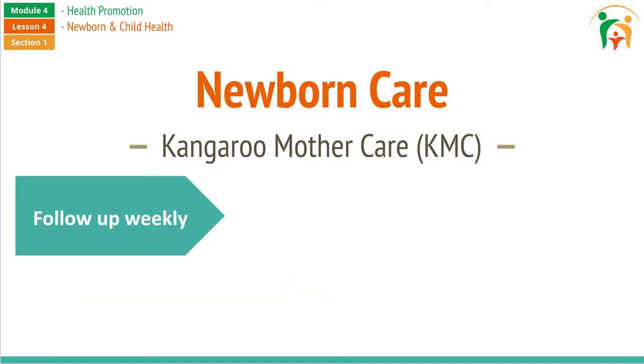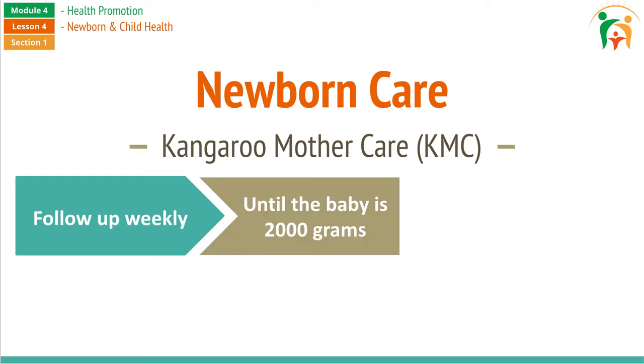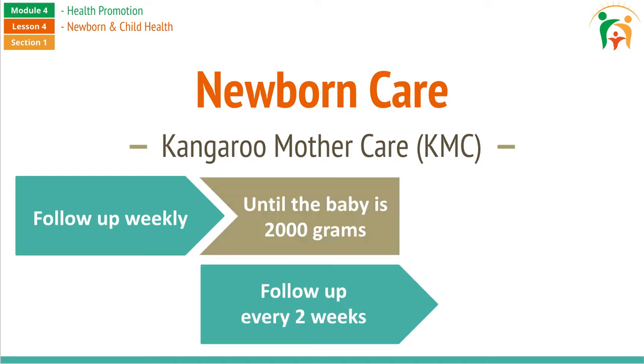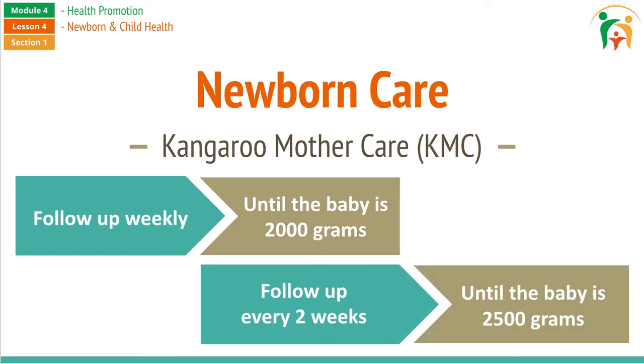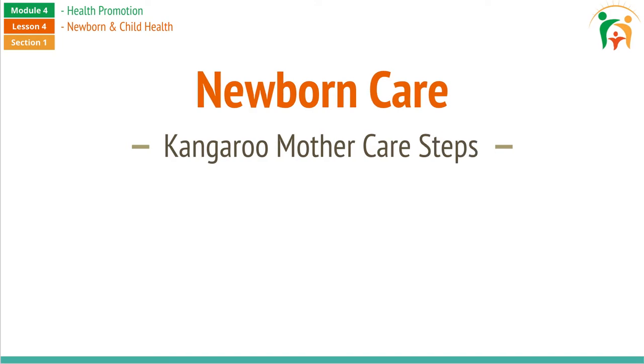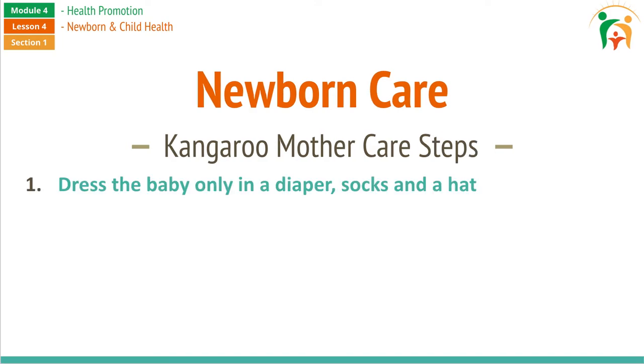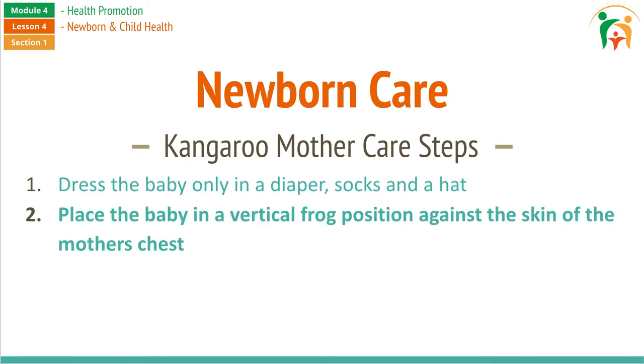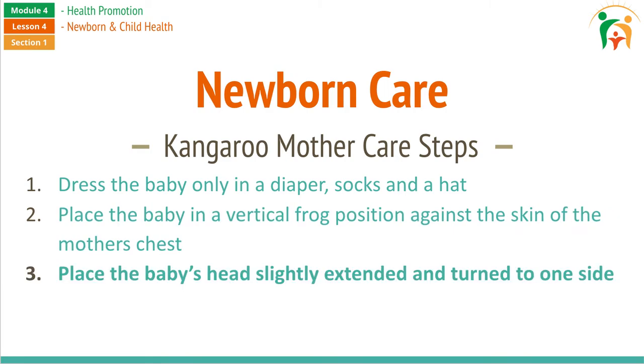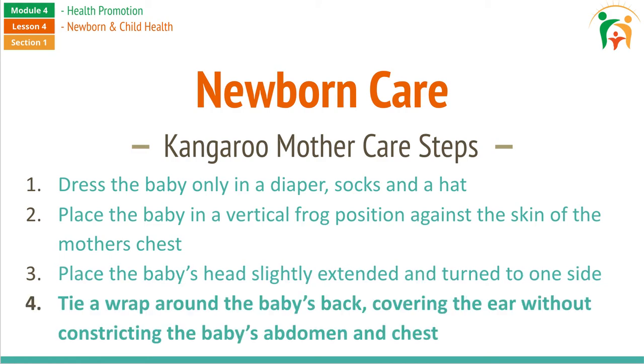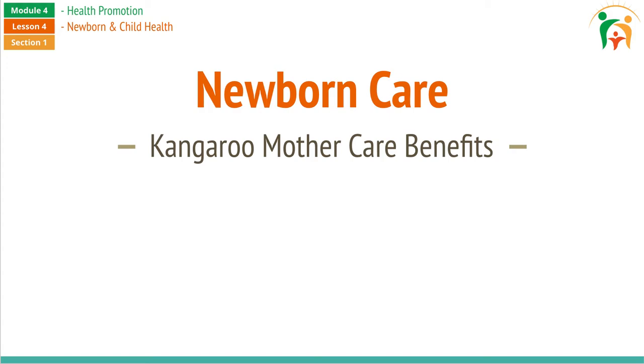Kangaroo mother care should have a follow-up weekly until the baby is 2,000 grams. Then the second follow-up should be every 2 weeks until the baby is 2,500 grams. Kangaroo mother care steps. Dress the baby only in a diaper, socks and a hat. Place the baby in a vertical frog position against the skin of the mother's chest. Place the baby's head slightly extended and turned to one side. Tie a wrap around the baby's back, covering the ear without constricting the baby's abdomen and chest.